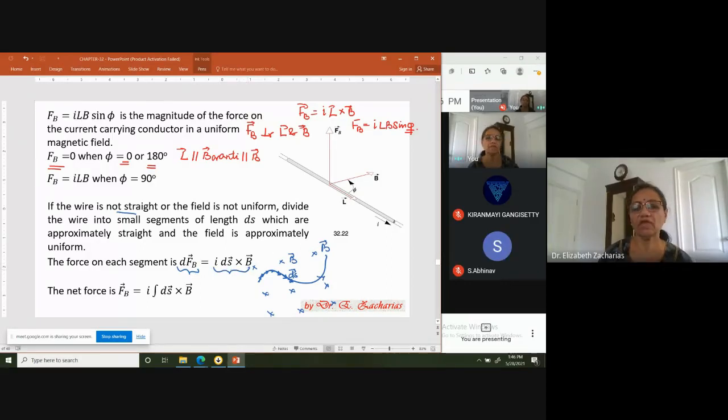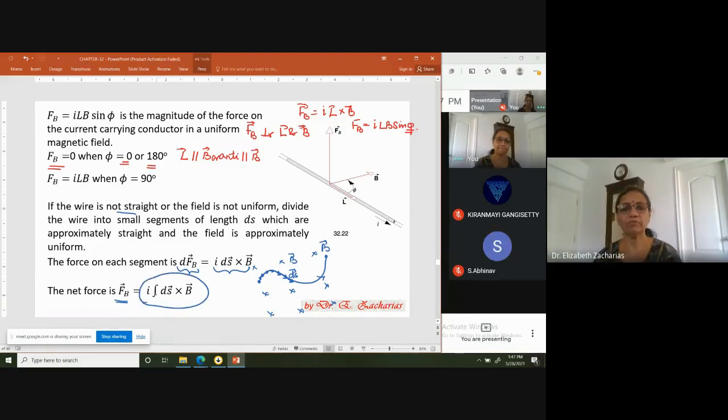Okay. Now I want what is the force for this entire length of the wire. What we have been doing usually, go for the method of calculus and just do an integration. When you do an integration, you get the net force. You know that this I is going to be common. It's a constant, take it out. The integral is going to have just ds cross B.